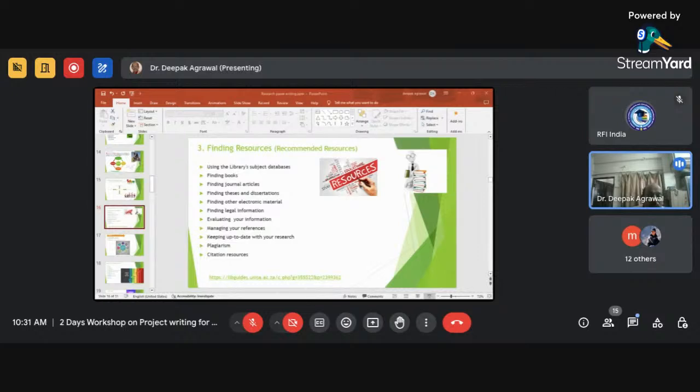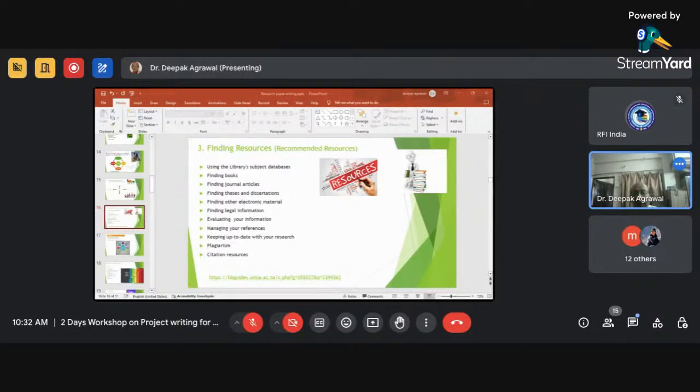Evaluating your information: check whether the sources of information are authenticated or not. Then, once you have many sources available, it is equally important how you will manage these resources. For my thesis work, I had downloaded more than 300 research papers. If you keep all these papers in a single folder, it would be very difficult to identify the topic or content as per your requirement.